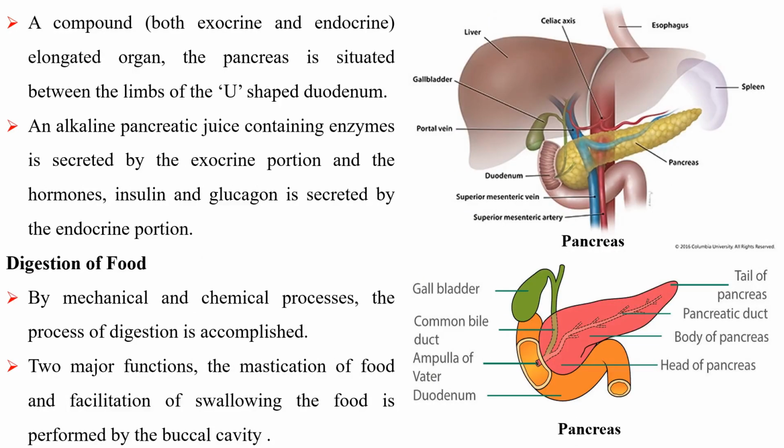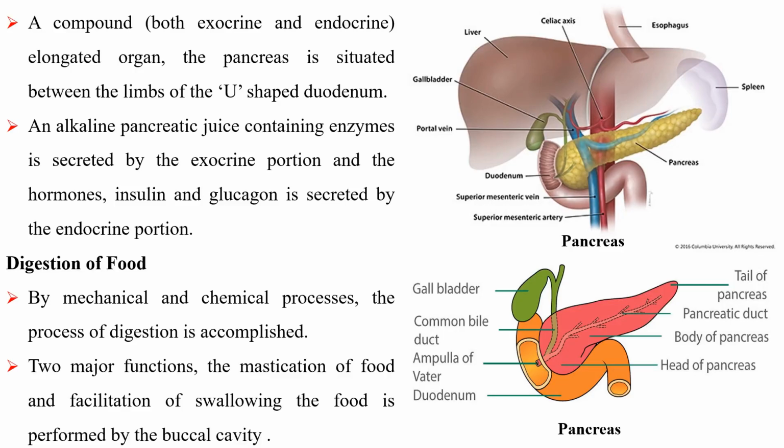A compound, elongated organ, the pancreas is situated between the limbs of the U-shaped duodenum. An alkaline pancreatic juice containing enzymes is secreted by the exocrine portion, and the hormones insulin and glucagon are secreted by the endocrine portion. Digestion of food.